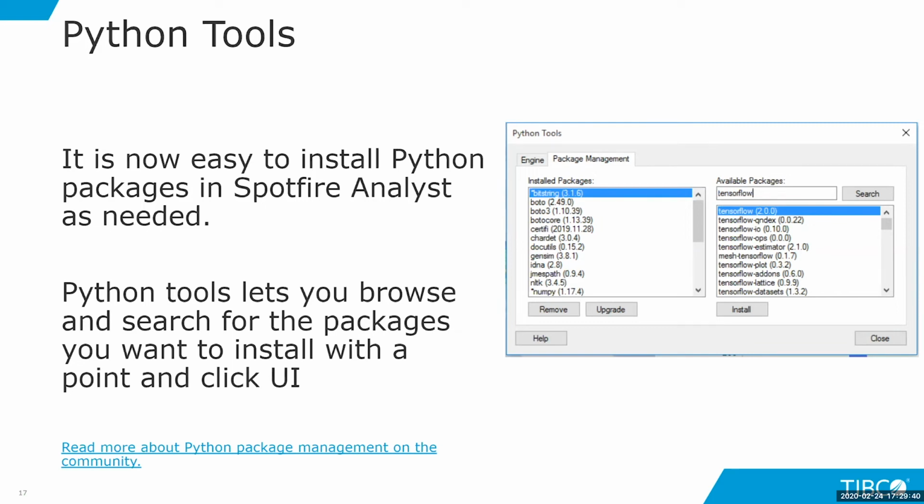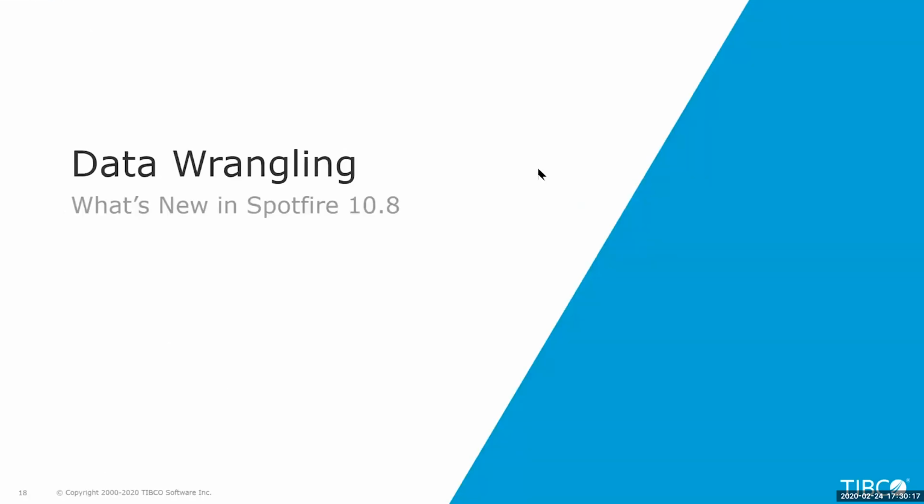write a short command line string in order to install the Python package you need. This is now made a bit easier, in the sense that you can bring up the Python tools dialog from the Tools menu, and then you can search for the available packages. You can select, install, and remove installed packages, and so on. So you don't need to use the command line for doing this. That makes it a little bit easier to manage which packages you have available in your Python installation in Spotfire.